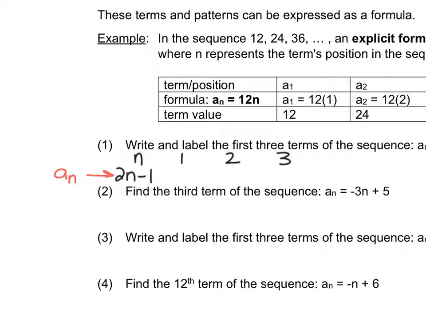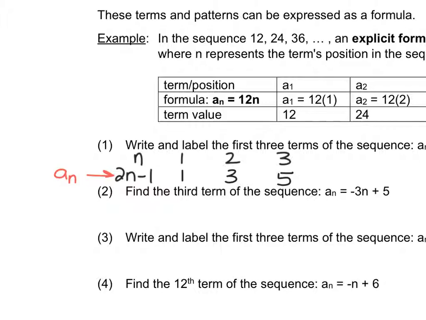So the first term, and I'm not going to write this, would have a value a sub 1. The second one would have a value of a sub 2, and then a sub 3. That's just telling us the position within the sequence. I'm not overly interested in that right now. What I want to know is the value at that particular position. So all I have to do is plug in a 1 for 2n minus 1. What do I get? 1. What do I get when I plug in the 2? 3. And then 5.